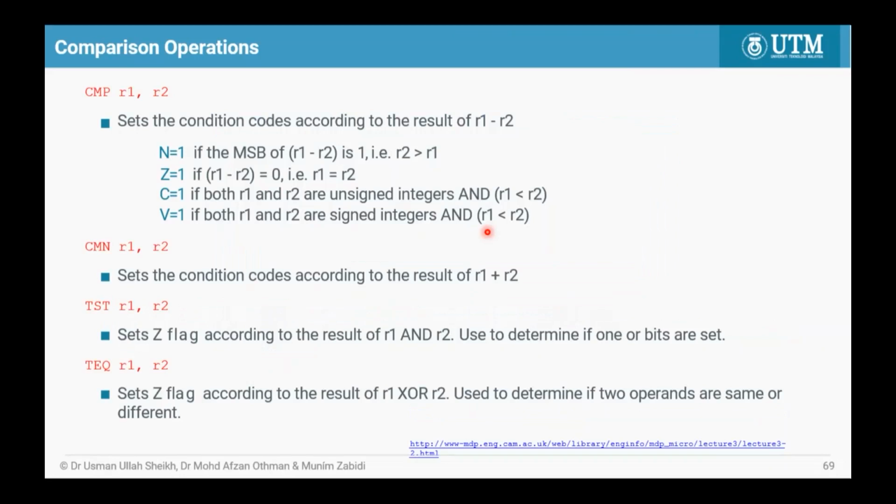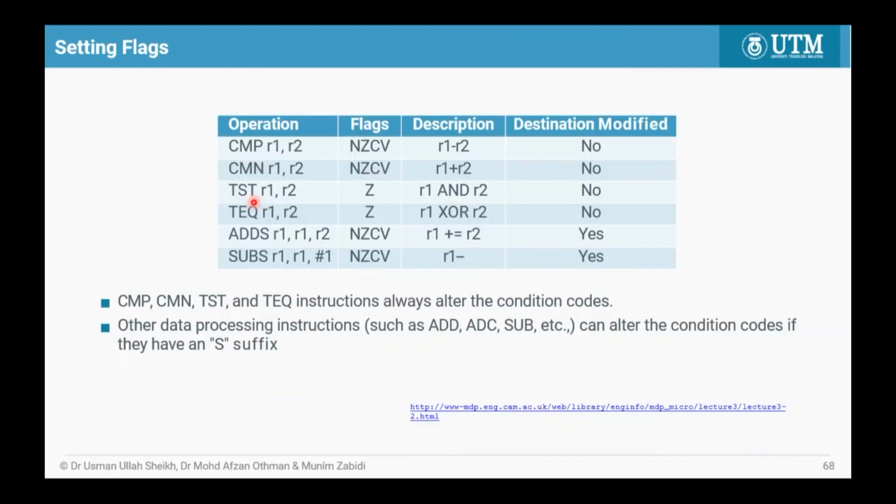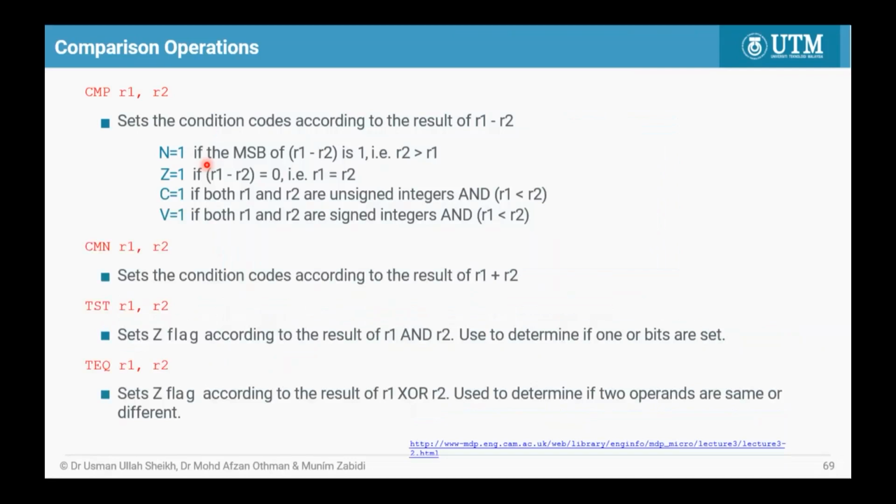Let's look in more detail at what CMP, CMN, TST, and TEQ do. CMP R1, R2 means you compare R1 and R2 using the operation R1 minus R2, and the flags update accordingly. If the MSB of R1 minus R2 is 1, you know that R2 is bigger than R1, because the subtraction produced a negative number.